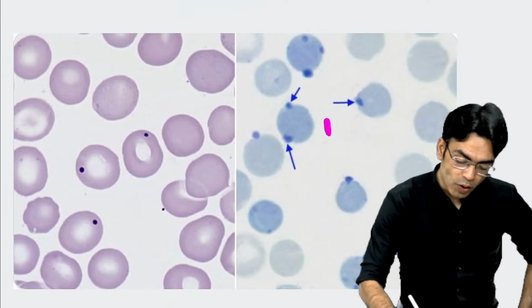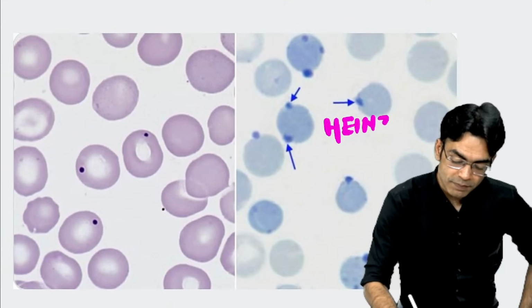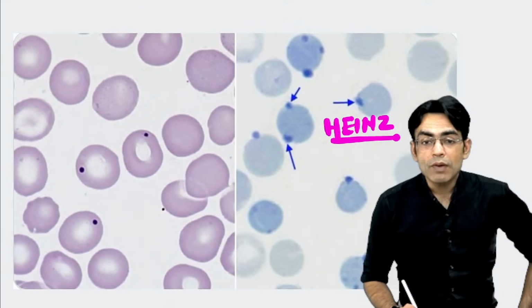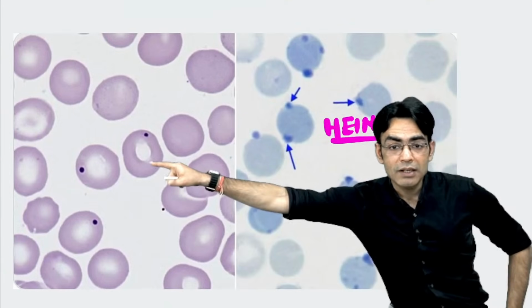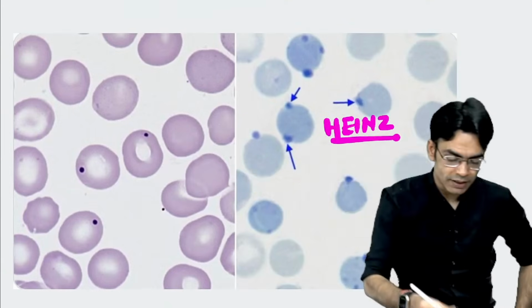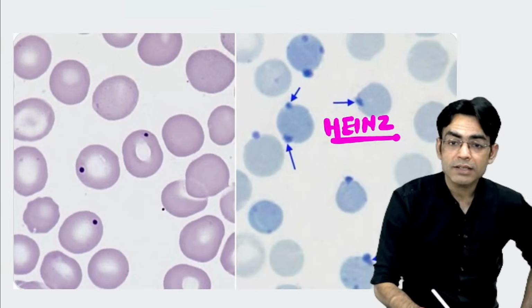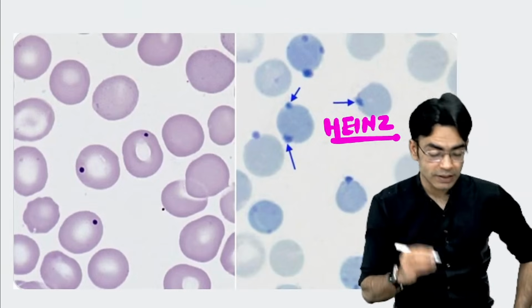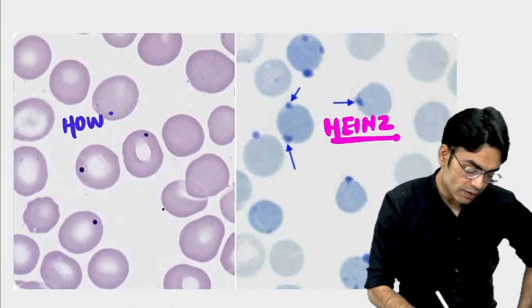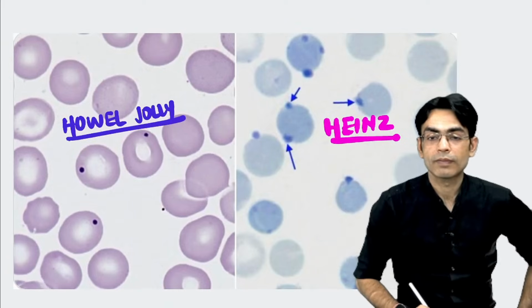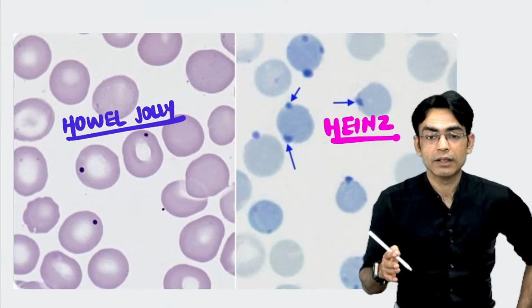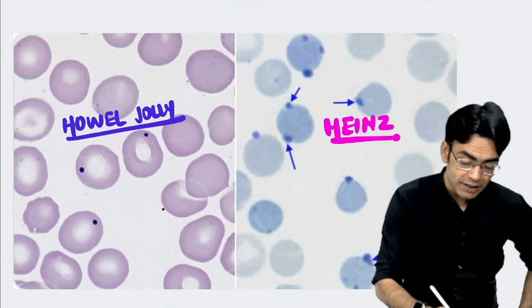Yes, these bodies are called Heinz bodies. And whenever I am talking about a single deposit inside the RBC, these are called Howell-Jolly bodies. So Heinz and Howell-Jolly. Now what is this? This is precipitated hemoglobin.